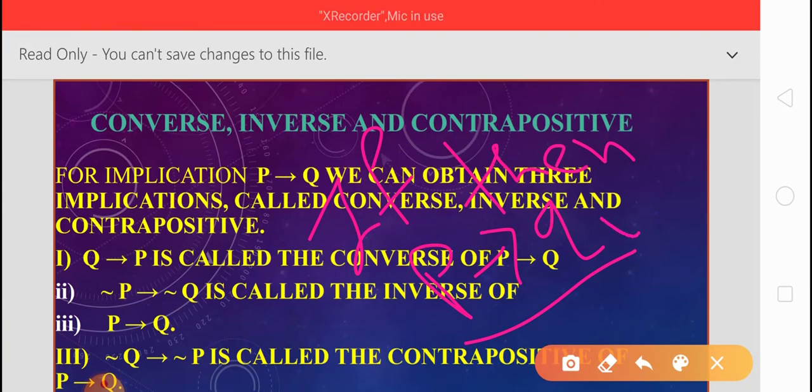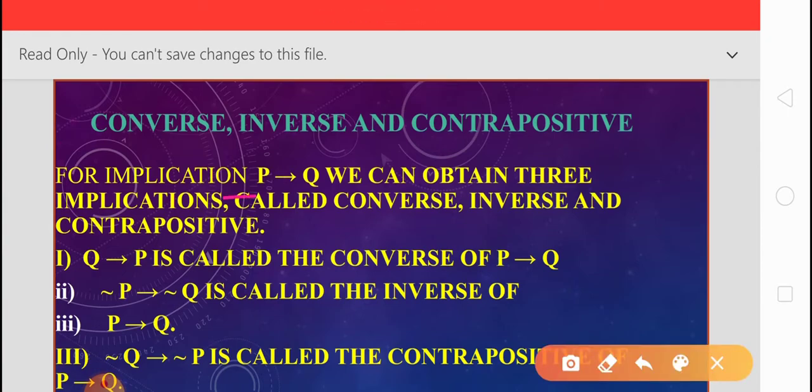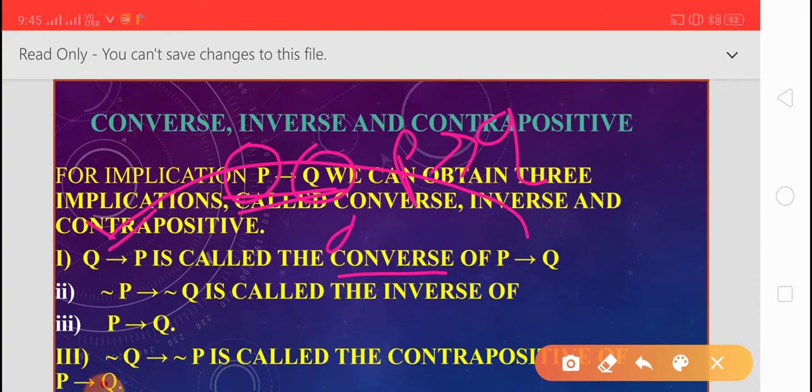Friends, depending on this implication there are three implications, namely converse, inverse and contrapositive. See here, if we are given p implies q, here we must use small letters. The converse of this p implies q is q implies p. Just change the first statement to second and the second statement to first.